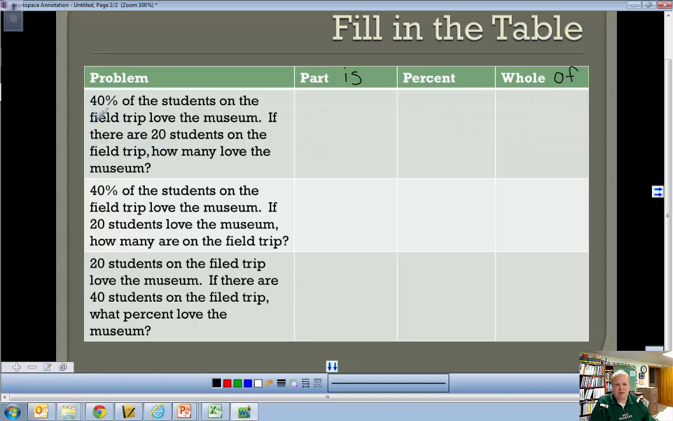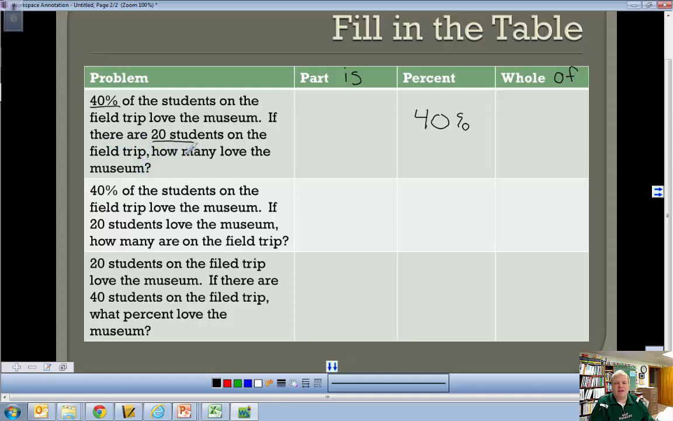Okay, in this first problem, and they're all written a little bit differently. They're all talking about the same thing, however. In this one, it's talking about 40% of the students. Well, 40%, that's pretty easy. Let's go ahead and put that right in our percent box. Okay, that's already a percent. 40% of the students on the field trip love the museum. Okay, if there are 20 students on the field trip, how many love the museum?